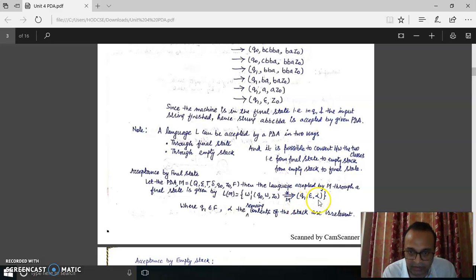The top of the stack can be anything. Here Q1 is the final state. By this way we can accept a string. I'm just repeating it once again.